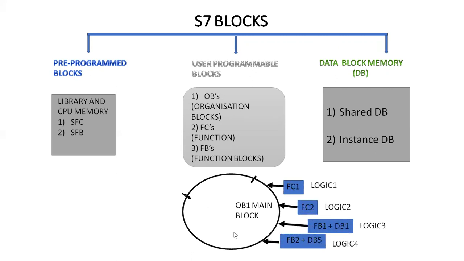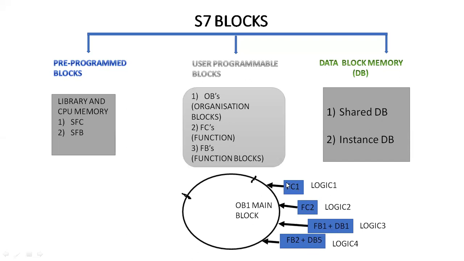We are having a main block. So here we are having different logics, as we have discussed. Different logics we are writing in different blocks like FCs, FBs and DBs. For FBs it uses additional memory, called data block memory. For storing the FBs, whatever the logic is there in FB, that logic status or values will be stored in that DB memory. That's the advantage with the FBs plus DBs.